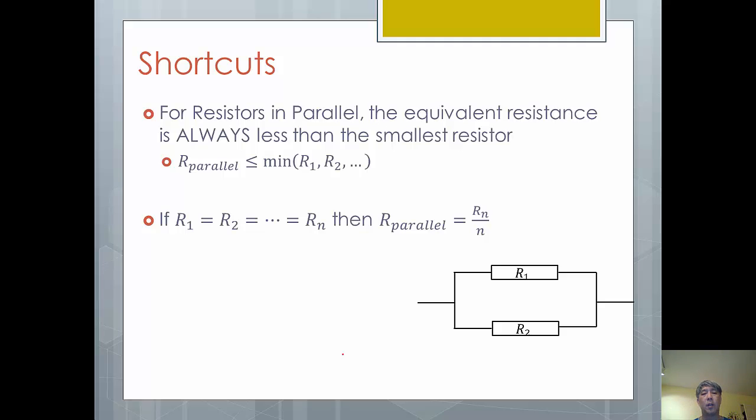Similarly, if I have multiple parallel resistors of the same value, so R1 equals R2 equals R3, then the equivalent resistance is simply the value divided by the number of those resistors. In this diagram I have 2, so I just divide R1 by 2 and I get my equivalent resistance. For instance, if I had 2 10 ohm resistors in parallel, the equivalent resistance would be 10 divided by 2, or just 5. If I had 3 of them, it becomes 10 divided by 3, or 3.3 ohms.